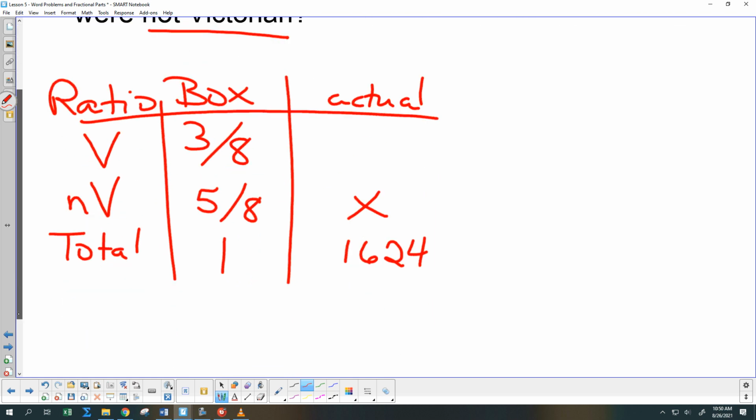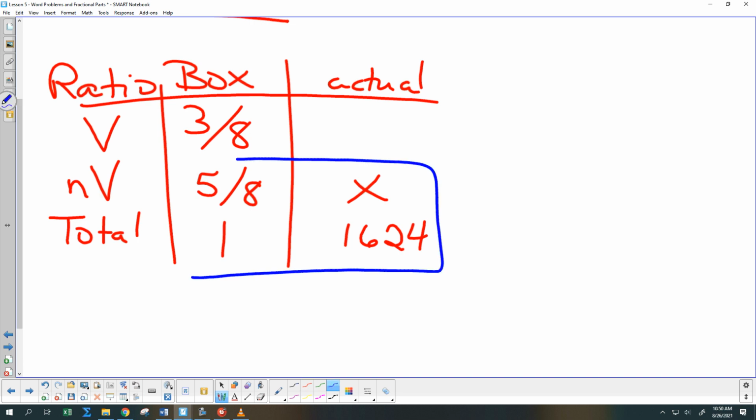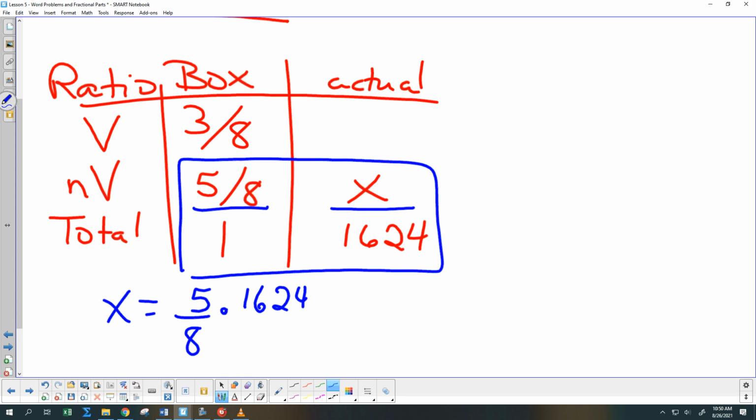Now I am going to set up my fraction, so it is okay to just look at it right here. 5/8 over 1 is x over 1624. And then next write down your cross product. And so 1 times x is x. And then we have 5 times 8 times 1624. Be sure you remember that's a 1624 over 1. And you can do that by hand, or you can punch that in on the calculator.